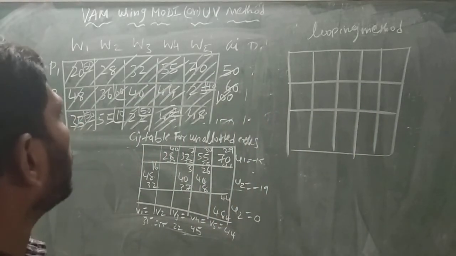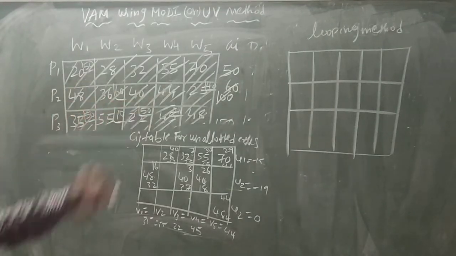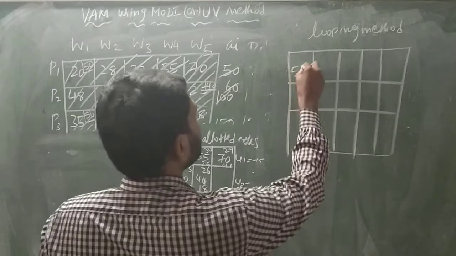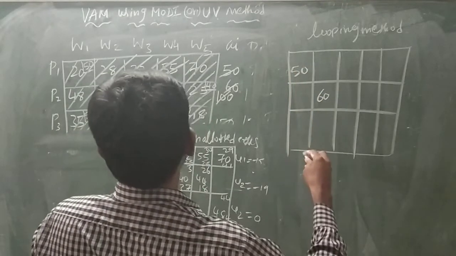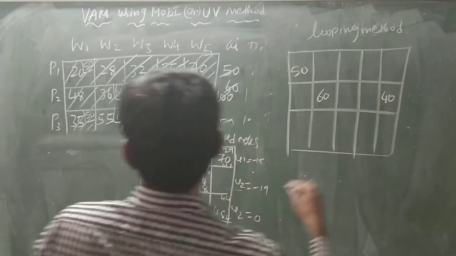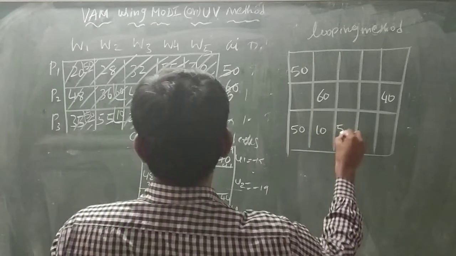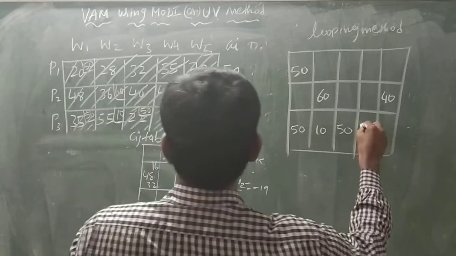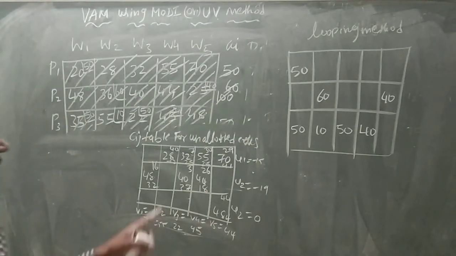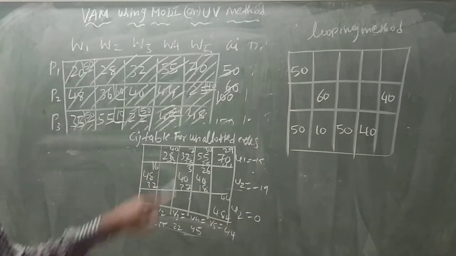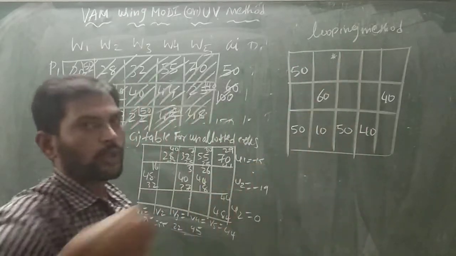So in this looping method, I enter the allotted values: 50, 60, 40, 50, 10, 50, 40. So in this delta ij table, the negative value is in the first row, second column. So I identify this first row, second column.